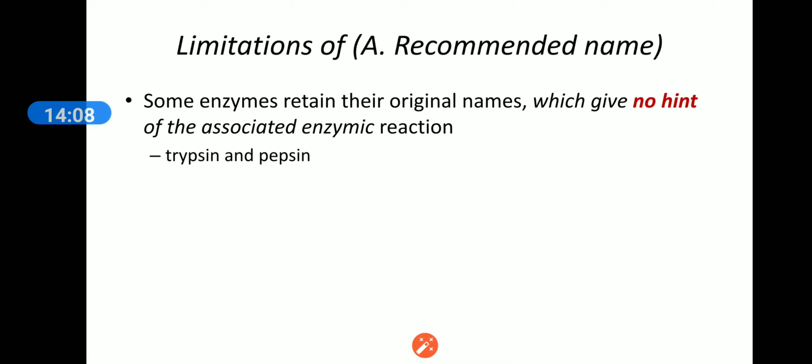There are a few limitations of this nomenclature. Some enzymes retain their original names, which give no hint of the associated enzyme reactions, like trypsin or pepsin. We cannot judge anything from these names. Like pepsin, we cannot correlate it with hydrolases, transferases, or any substrate it is acting upon. So, there are a few limitations of this nomenclature system.